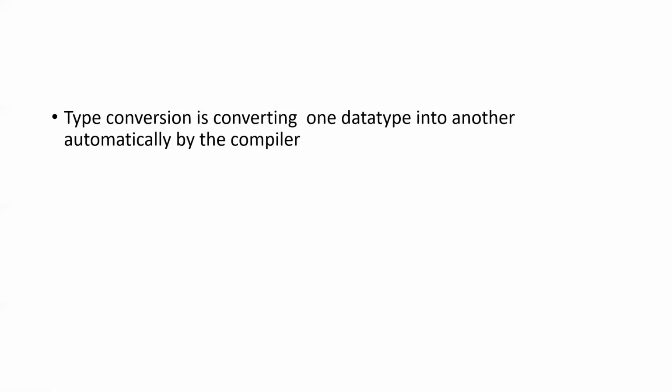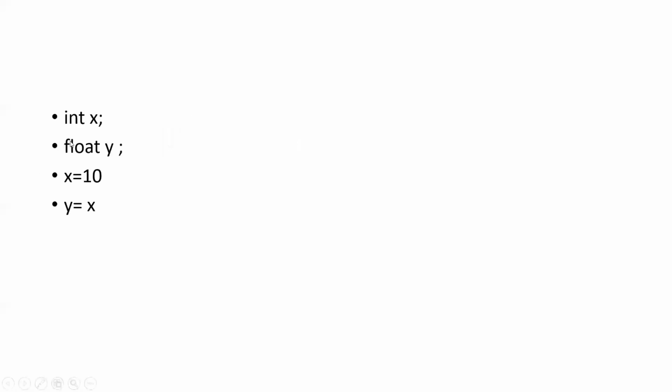So type conversion is converting one data type into another automatically by the compiler. So when the compiler automatically converts one data type into another, it is known as type conversion. For example, here x is declared as int and y is declared as float. Then x is stored with value 10.